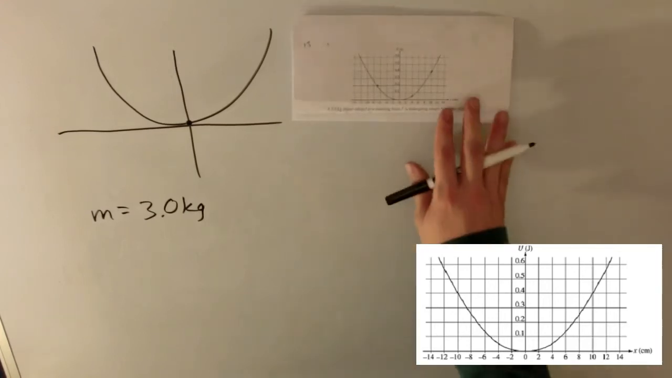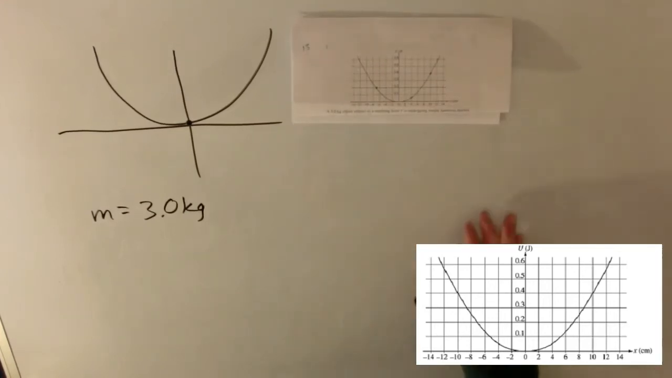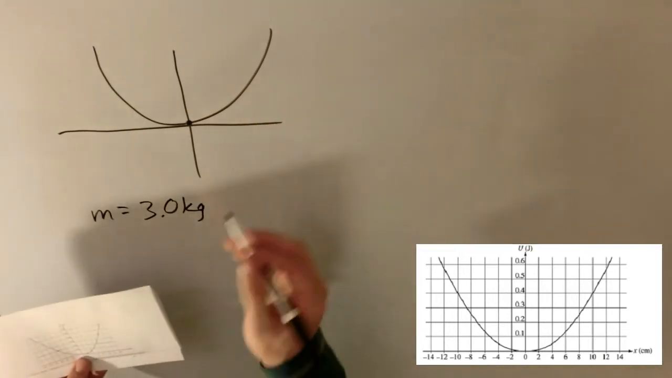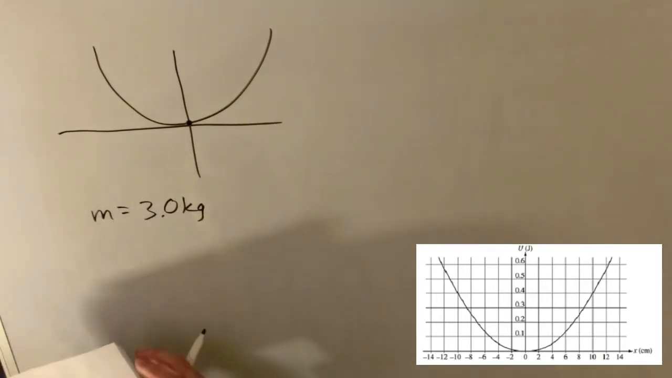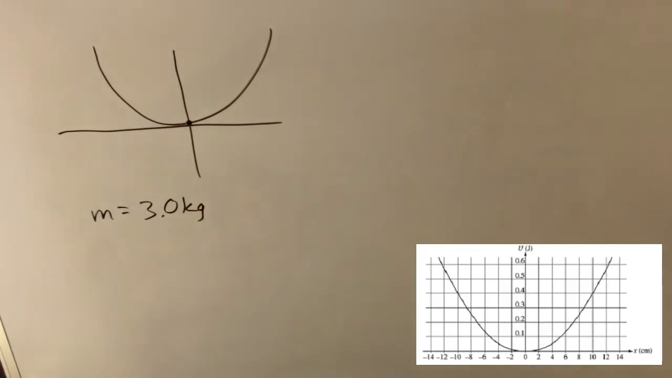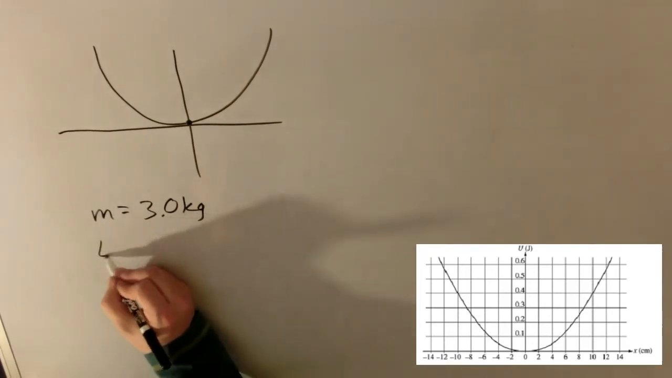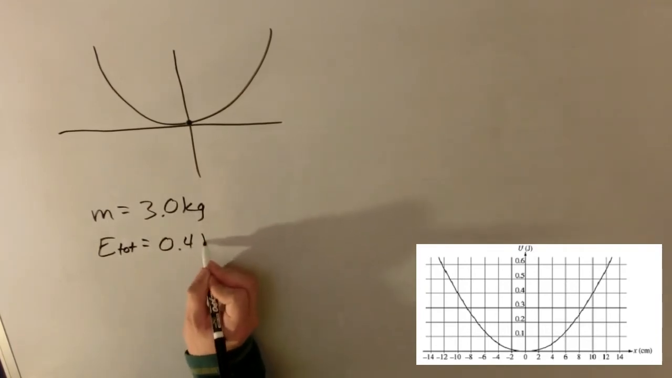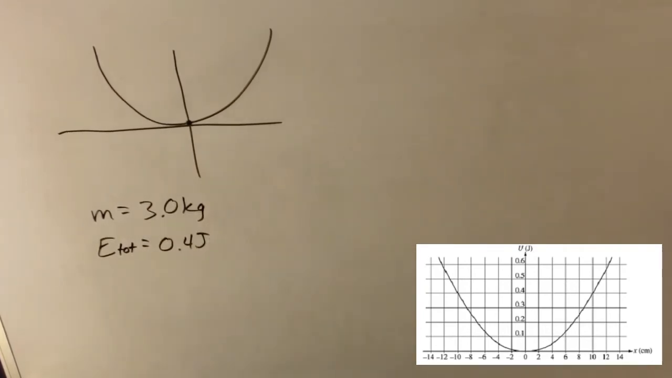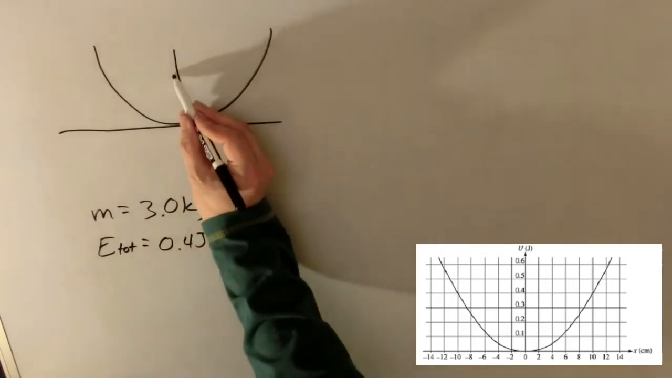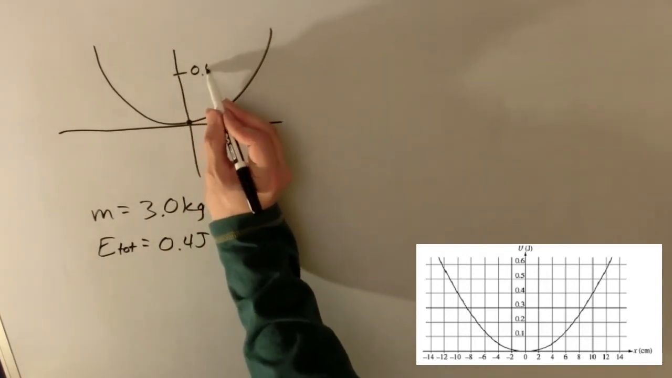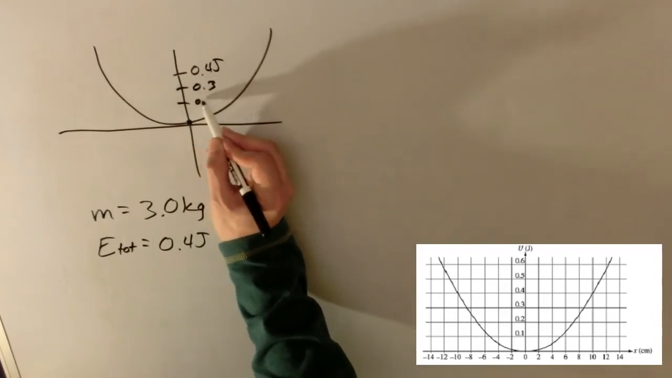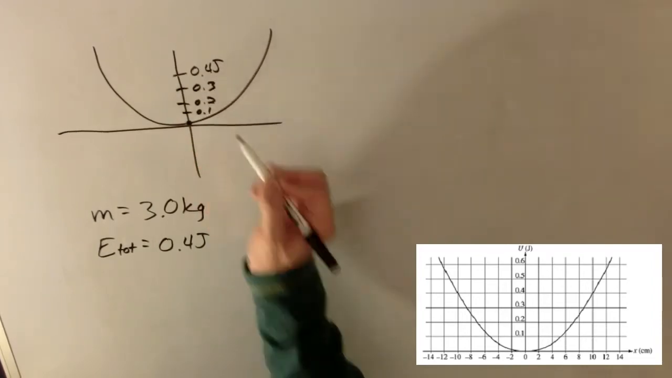I'll try and get something a bit better put up in the video online. I have trouble drawing it effectively to scale. And so what we're going to do is take a look at the questions. We're also told that it has a total energy of 0.4 joules. Okay, 0.4 joules comes up to about here on our graph. So here's 0.3, here's 0.2, 0.1.